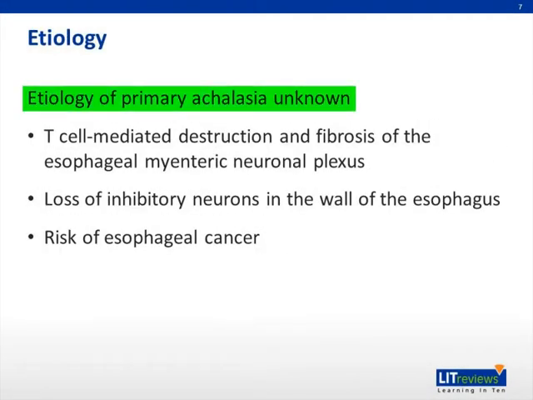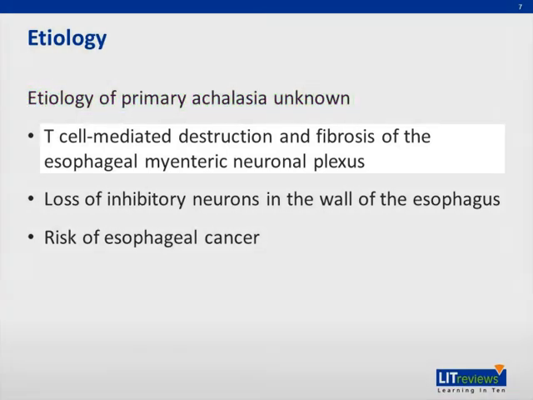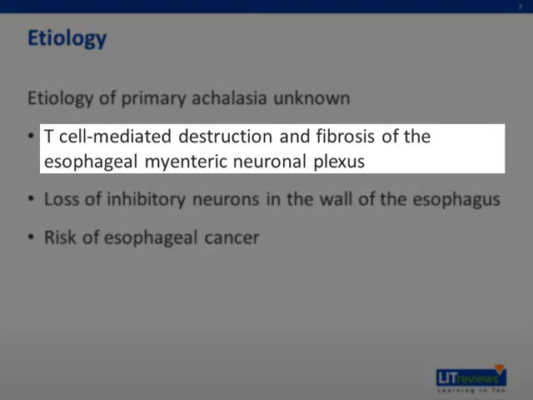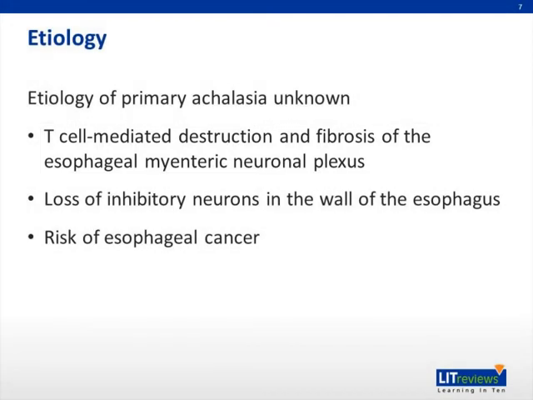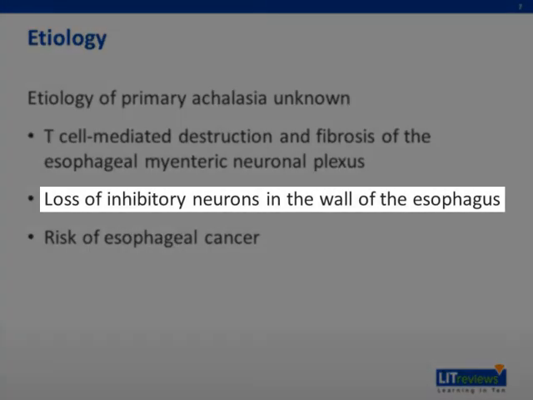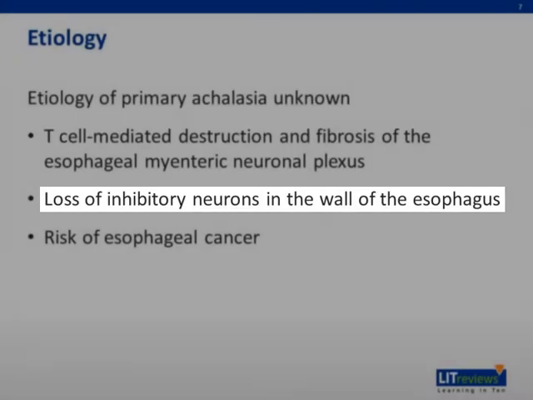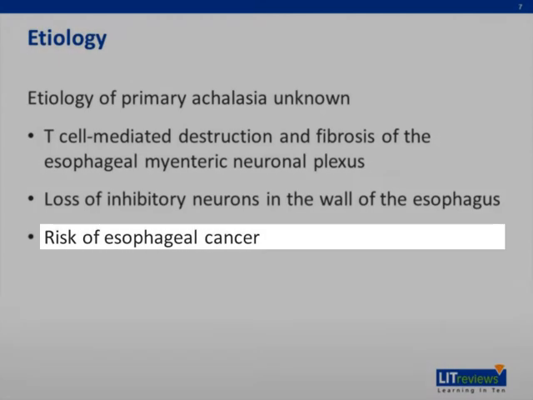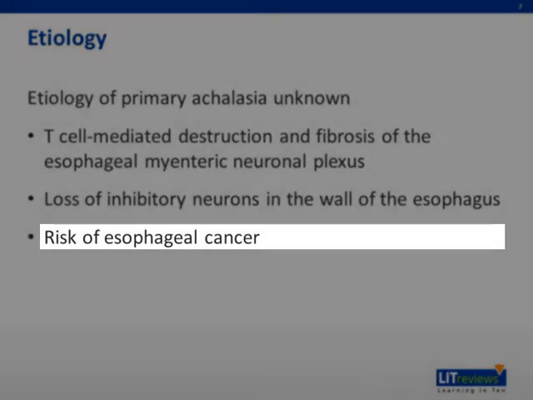The etiology of primary achalasia is unknown. Studies have shown T-cell mediated destruction of the fibrosis of the esophageal myenteric neuronal plexus. Research has also shown loss of inhibitory neurons in the wall of the esophagus, and achalasia is associated with the risk of esophageal cancer.